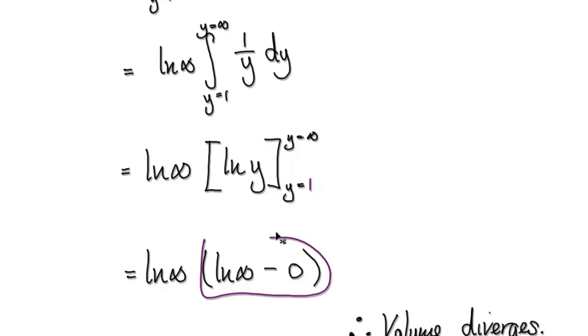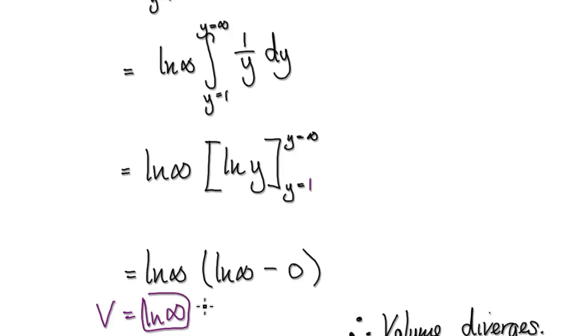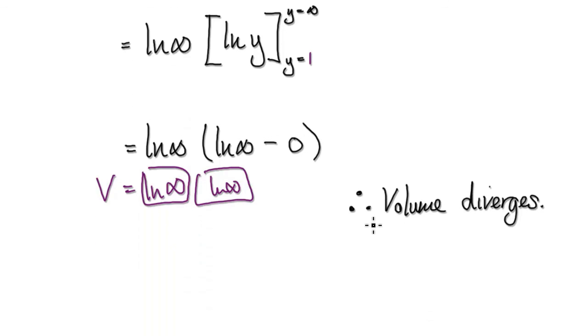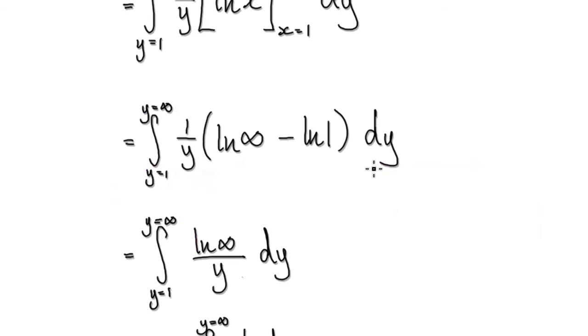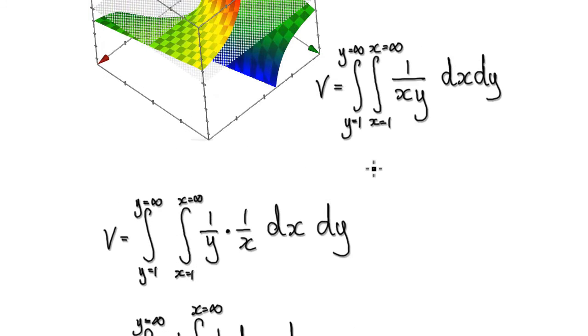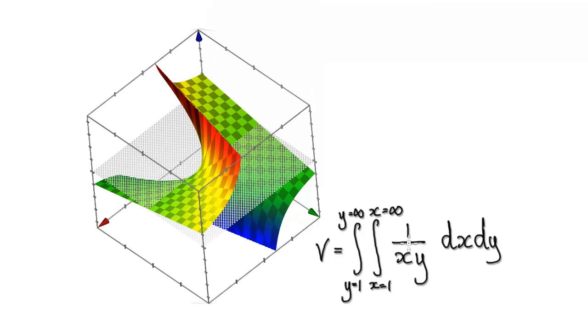So what that means is the volume is given by a really big number times another really big number. So the volume gets bigger and bigger. The volume diverges. Okay, so you can't really calculate the volume. The volume just gets bigger and bigger. So when you're trying to find the volume underneath this surface, you can't, because the volume just gets bigger and bigger. Okay, so yeah, the volume diverges.